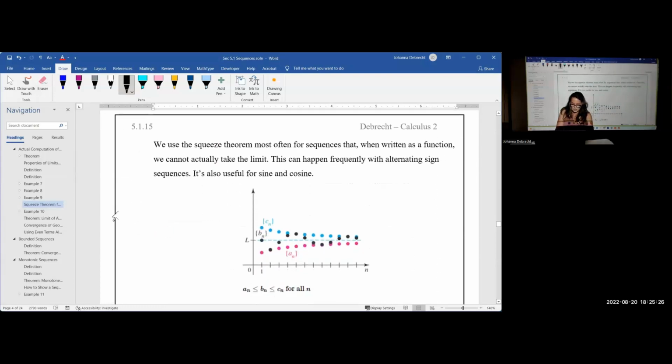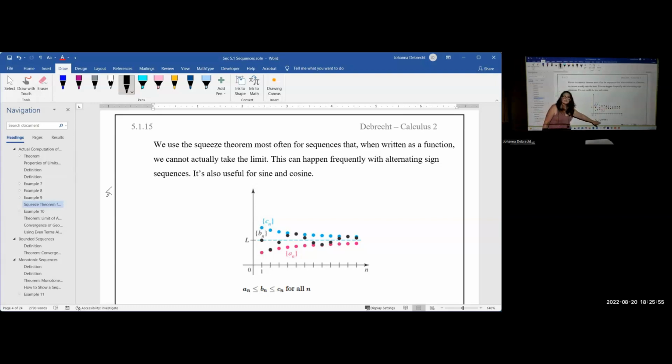Now, we use the Squeeze theorem most often for sequences that we can't directly take the limit of. This can happen frequently with alternating sign sequences. It's also useful for sine and cosine. And we have a picture right here of one that's alternating. And the alternating one is B sub n, which is the black dots. And you can see that all the black dots are below all the blue dots. So they're below all the C sub n.